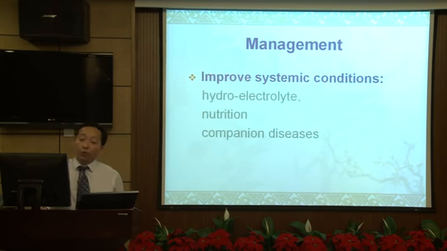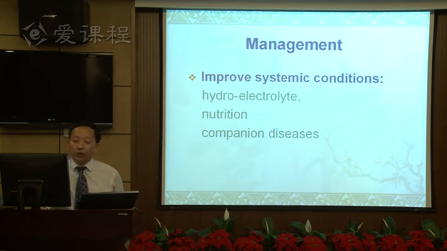We also should improve the systemic conditions of the patient. Maybe some patients have water and electrolyte imbalance. So in this patient, the hydroelectrolyte balance should be maintained. And for malnourished patients, we should give them nutrition, and also the accompanying diseases should be treated.